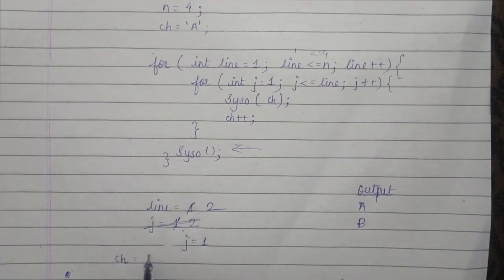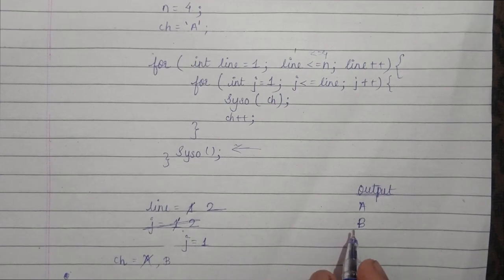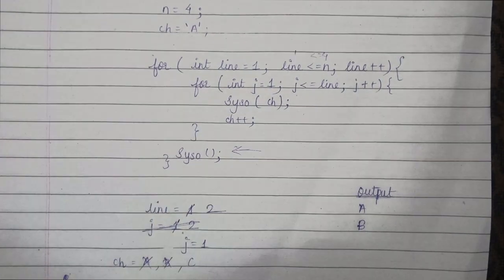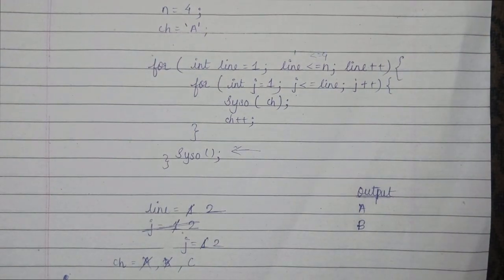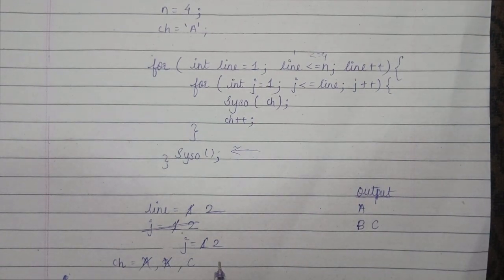First there was A. After printing A, the character has become B. After printing the B, the character is now C. Now j's value gets updated. Now j's value has become 2 here. Now it will check the condition: is 2 less than or equal to 2? The condition will be true, then it will print the character C here, and update the character immediately.